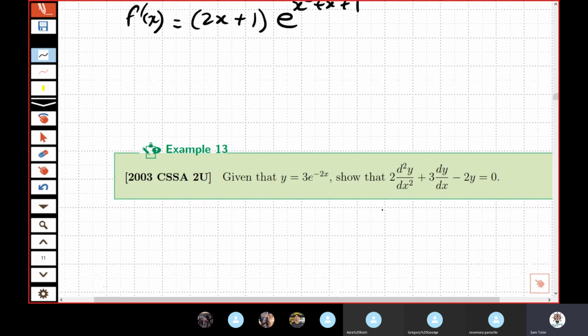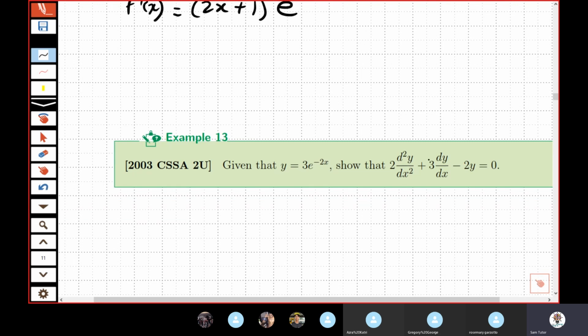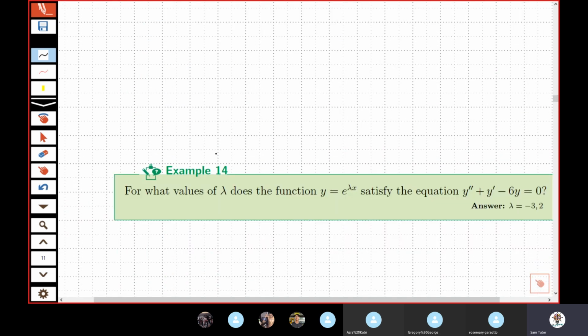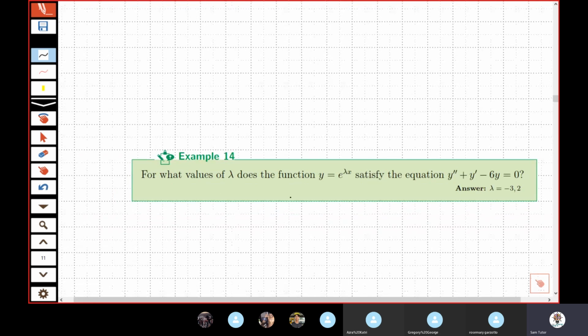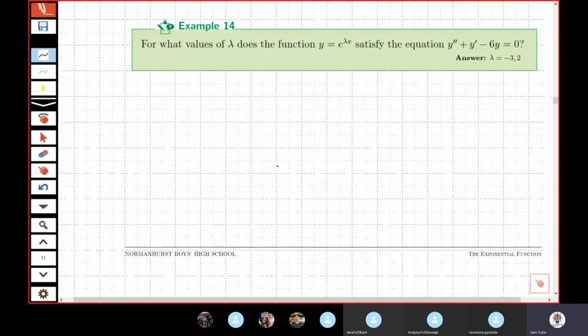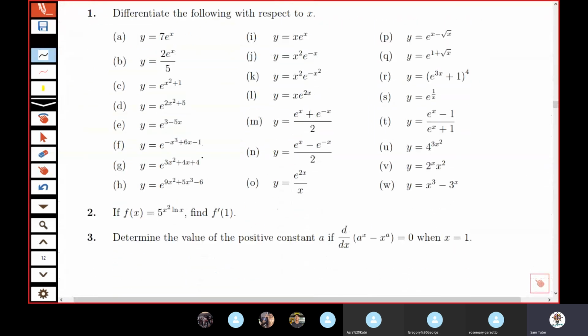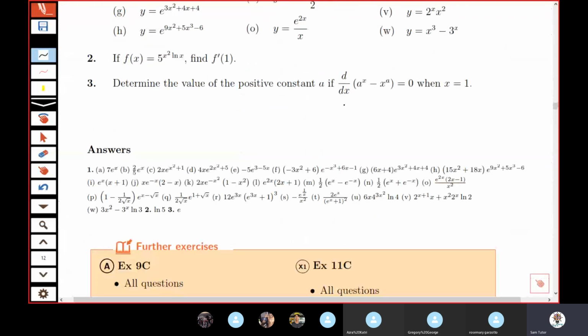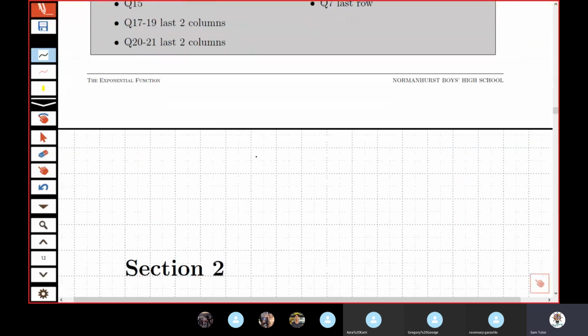This is from a Catholic trial paper. That just means second derivative, power of 2, y double dash, y dash. Well, I don't need to do that just yet. I'm happy with that. I'm very, very, very happy with that. Okay.